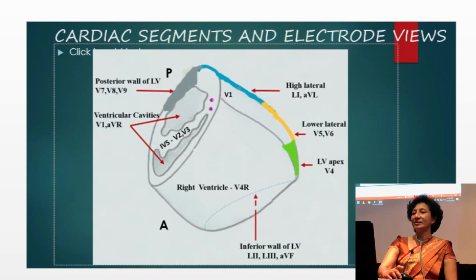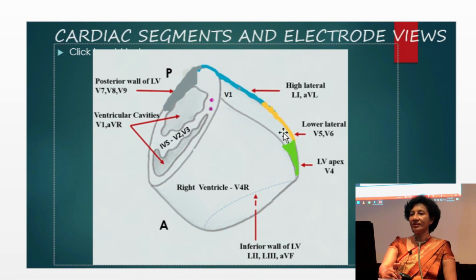Now this diagram shows cardiac segments and electrode views. What are the cardiac segments? This is the high lateral wall of the left ventricle, this is the lower lateral wall of the left ventricle, this is the LV apex. So these are cardiac segments.